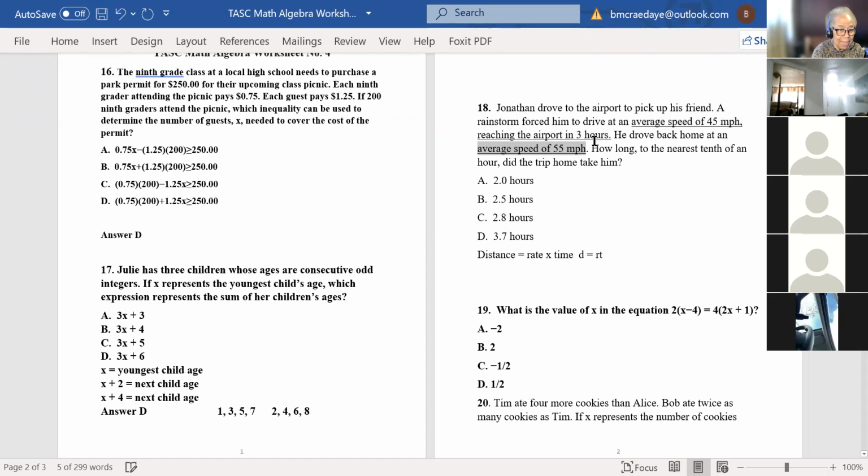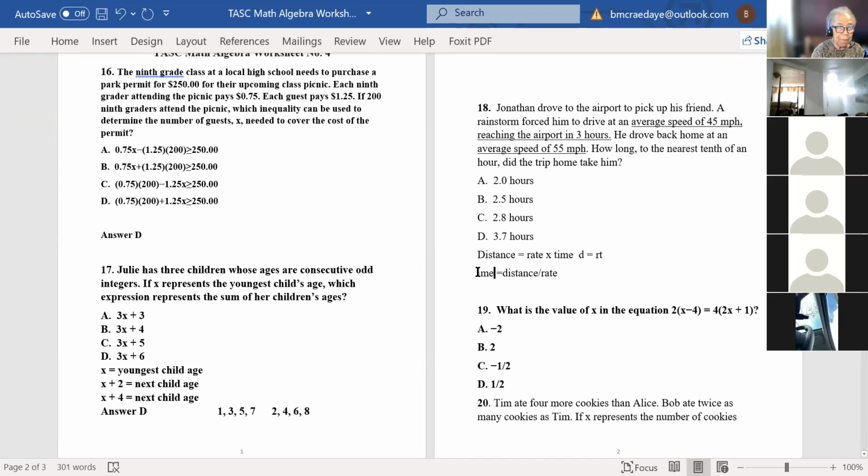Oh, okay, I'm underlining this. And if distance is equal to RT, time T is going to be equal to what? Distance divided by rate. Okay, so I'll just write it out: time equals distance divided by rate.